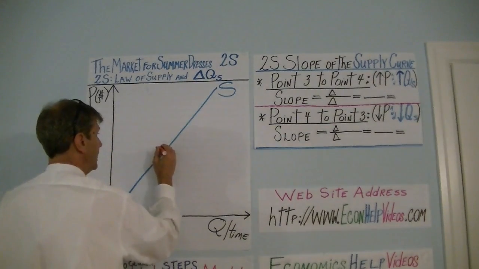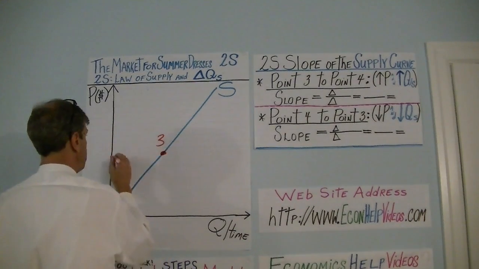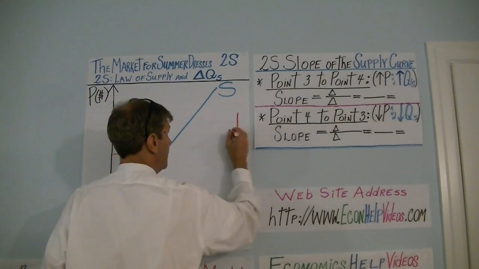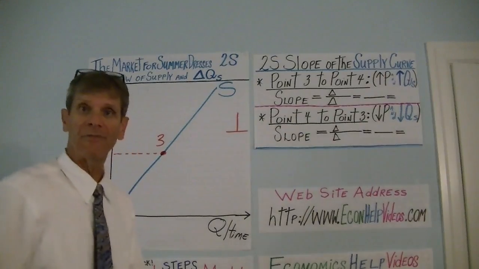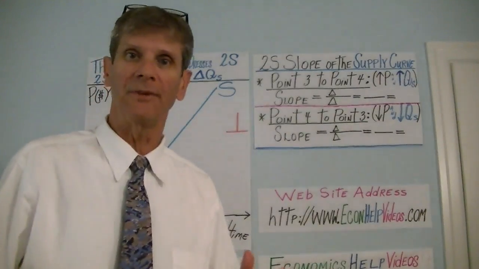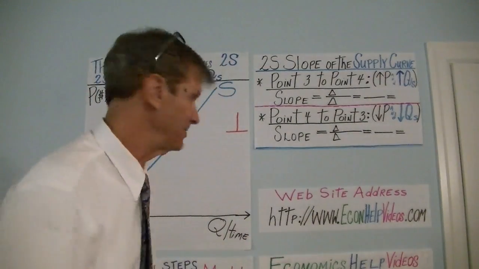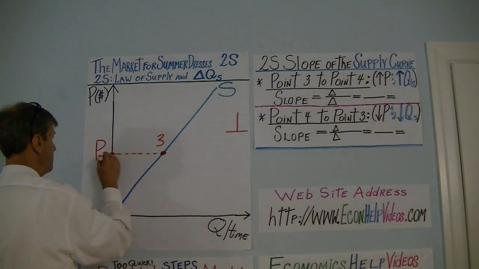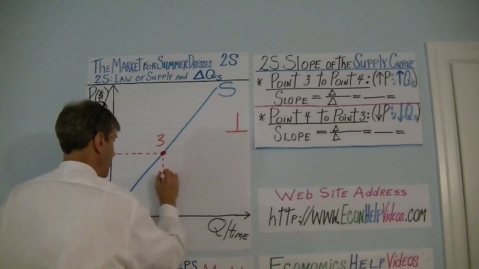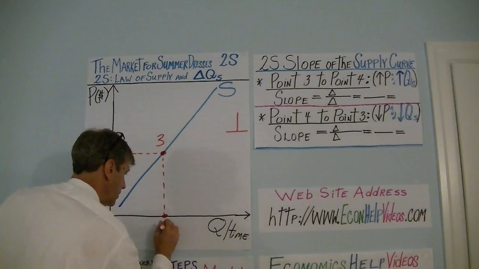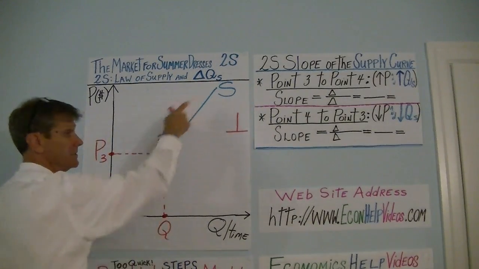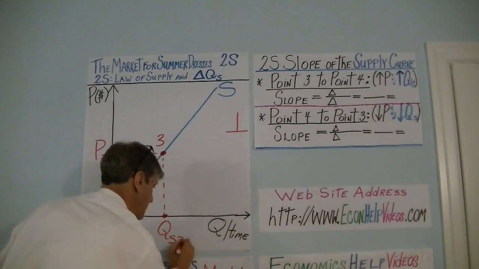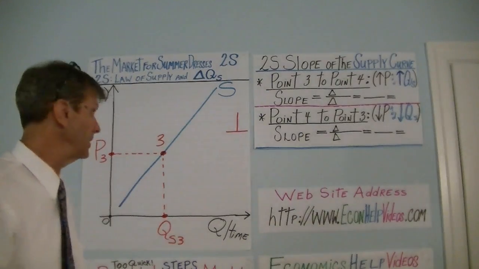I'm going to pick a point and call that point 3. And what we do is we move around in the graphical world, always in perpendicular fashion, right? 90-degree angles. Okay? So we come over to the price axis. We're going to label that P3. We come down to the quantity axis, and we're going to label that Q, but since it's coming from the supply curve, we're going to call it QS3, since it's coming from point 3 also.